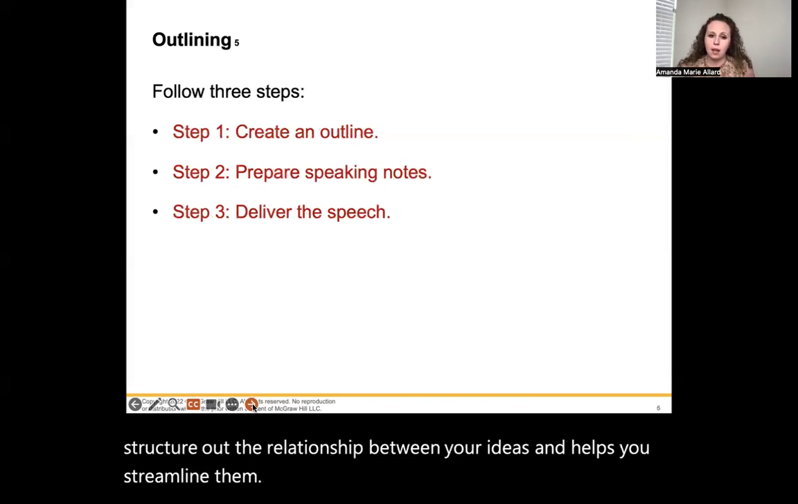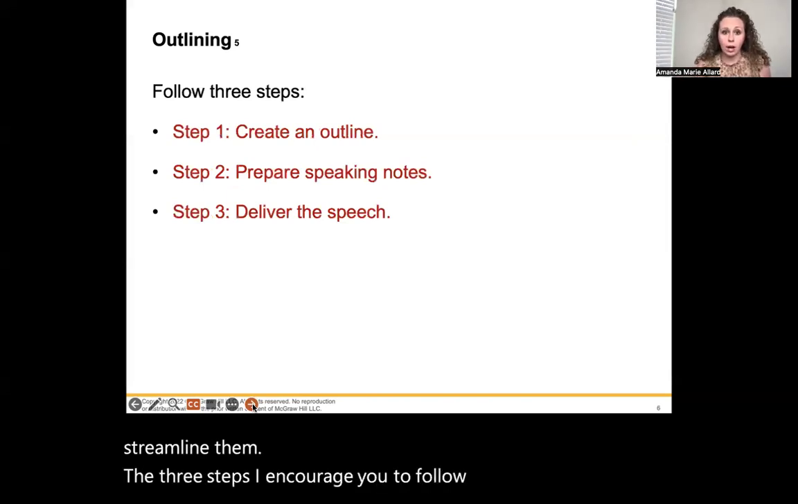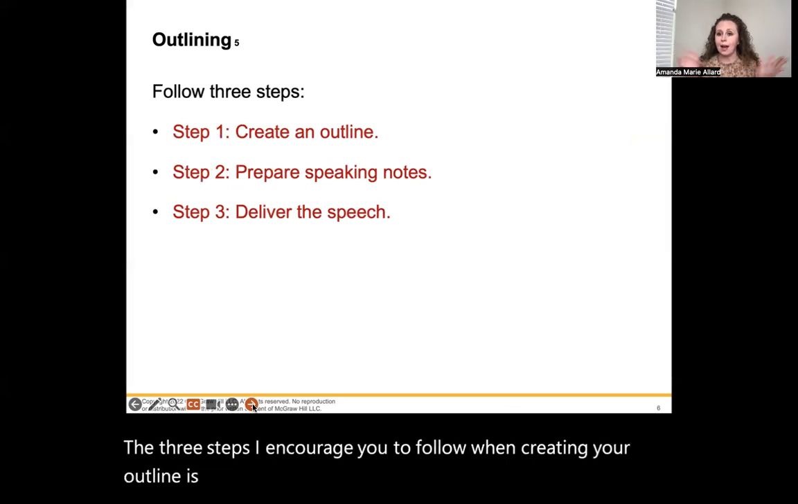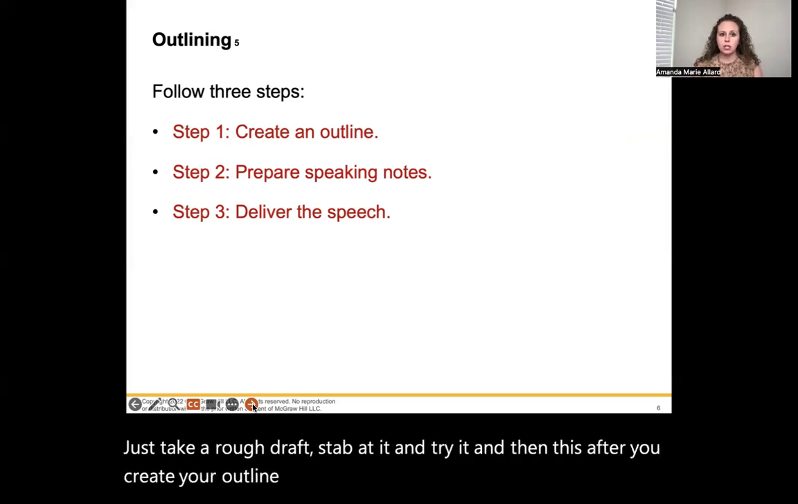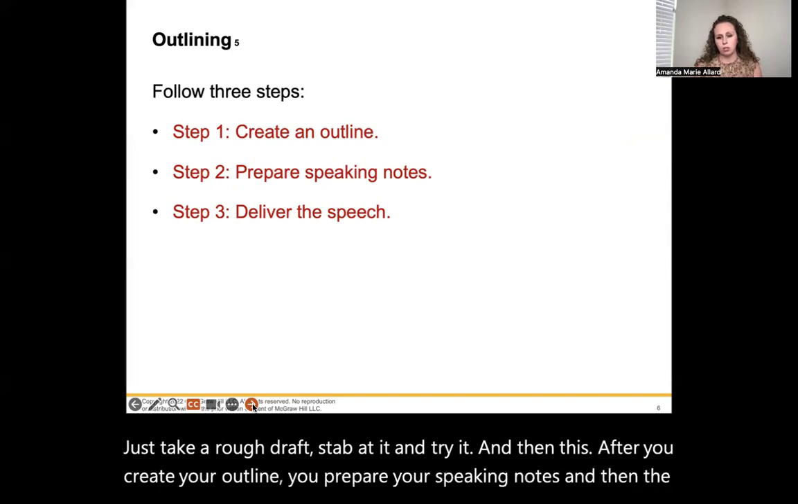The 3 steps I encourage you to follow when creating your outline is 1, create said outline. Just take a rough draft stab at it and try it. And then after you create your outline, you prepare your speaking notes. And then the 3rd step is you deliver your speech.